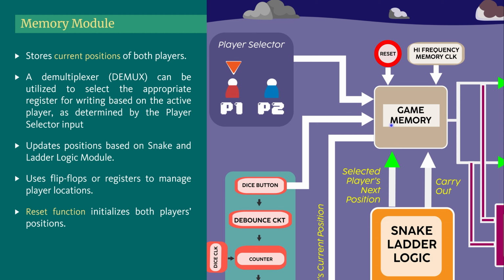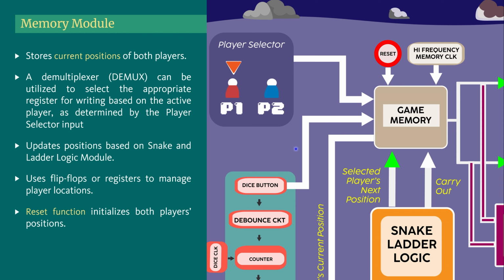Let's say you are at a certain point in the game and you have not pressed the dice. Let's say player 1 is at position 5 and player 2 is at position 12 or 14, whatever. The current positions of both players are stored in your game memory. And you can use a demultiplexer to select which register will be written.